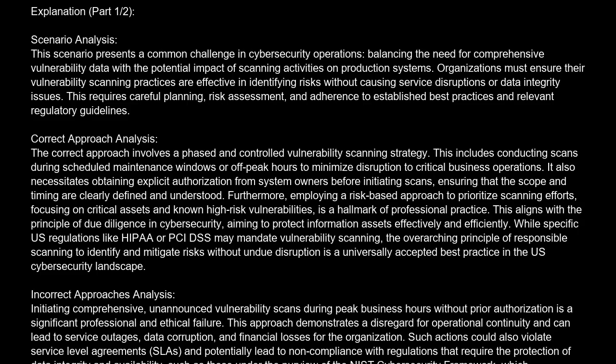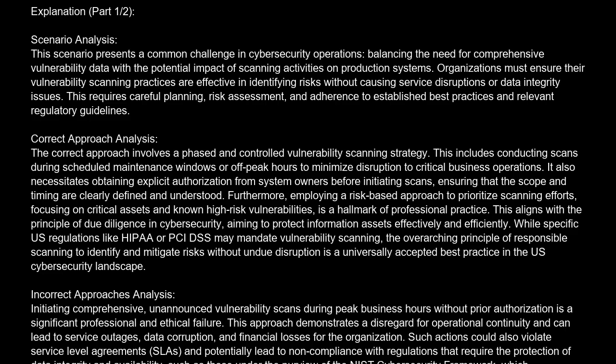Correct answer is A. Schedule comprehensive scans during off-peak hours, obtain explicit authorization from system owners for the defined scope and timing, and utilize risk-based prioritization for scanning efforts. Explanation. Scenario analysis. This scenario presents a common challenge in cybersecurity operations, balancing the need for comprehensive vulnerability data with the potential impact of scanning activities on production systems. Organizations must ensure their vulnerability scanning practices are effective in identifying risks without causing service disruptions or data integrity issues. This requires careful planning, risk assessment, and adherence to established best practices and relevant regulatory guidelines.